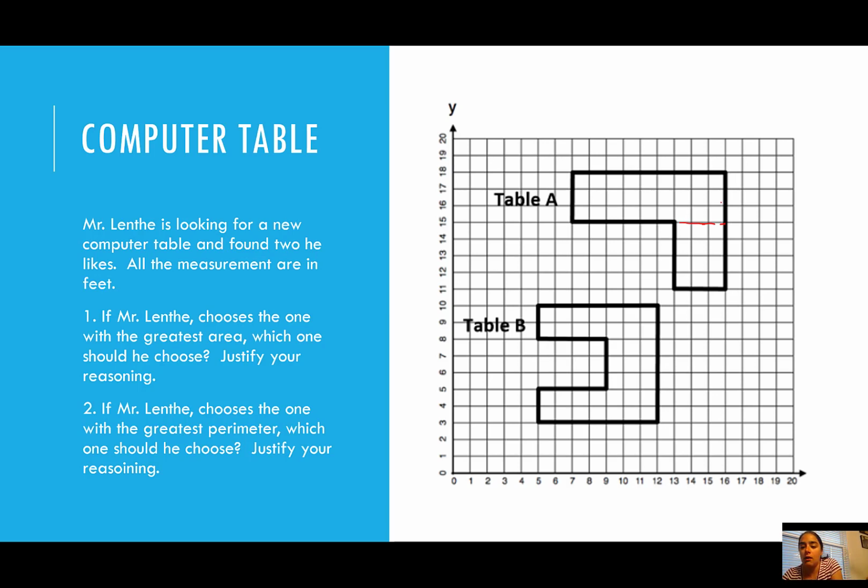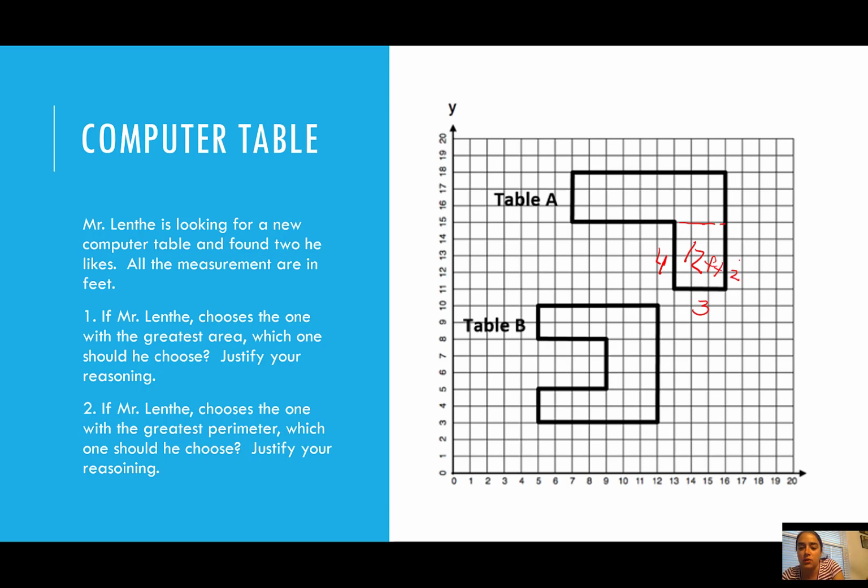So I could look at the area of this rectangle. I see it's 1, 2, 3, and up 1, 2, 3, 4. So I have 12 feet squared in this part.